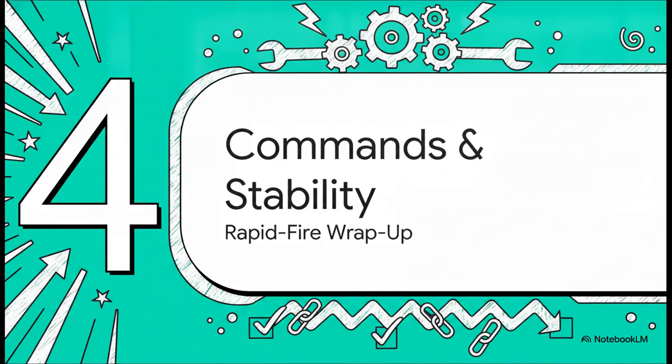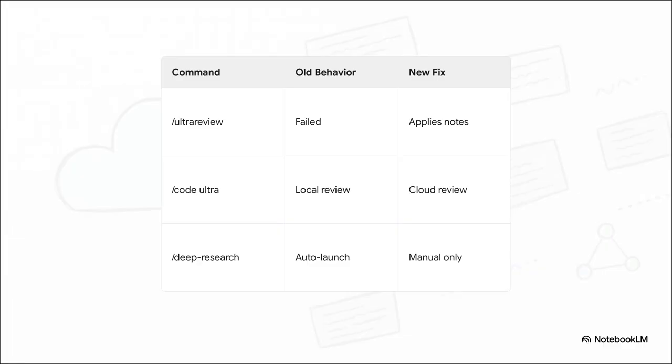Section 4. Command tweaks and stability. The rapid-fire wrap-up. Now, what's really interesting about this slide is how the core commands have evolved to become significantly more predictable. Let's do this rapid fire. Look at /ultrareview. It used to just fail entirely if you gave it descriptive arguments like "review my auth changes." Now it actually runs the review and intelligently applies your text as notes to the findings.